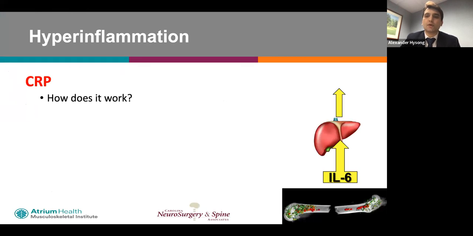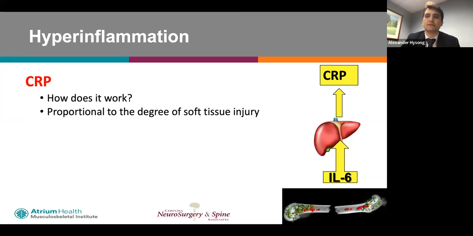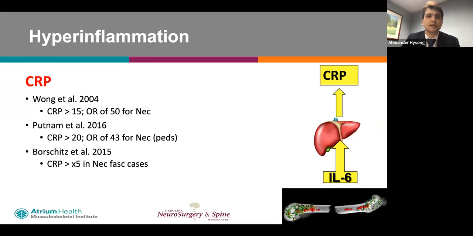And how does CRP work? Well, if you look at our injury model again, we get IL-6 production, which travels to the liver, and an acute phase response activation leads to CRP production, an acute phase reactant. And it can often be conceptualized as being proportional to the degree of soft tissue injury. Multiple studies have shown that CRPs of greater than 15 or greater than 20 have the highest odds ratio of a patient having necrotizing fasciitis compared to other types of infection like cellulitis or abscess on their admitting lab values.